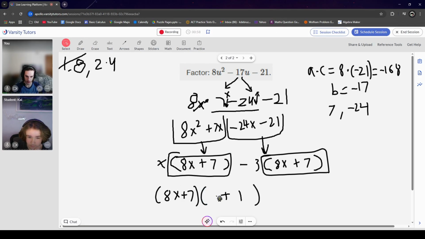So, get rid of this real quick. So these two things are shared in common, but the x and the -3 are the remainders. So what that means is we will put x here and then -3. Oh, okay. Yeah. Okay.